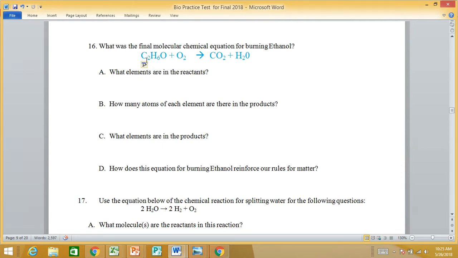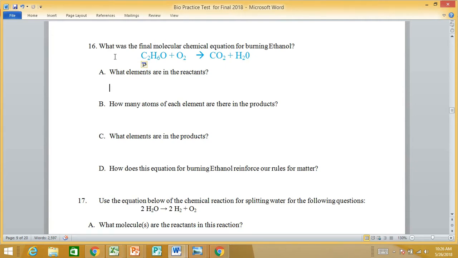You've got 2 carbons, 6 hydrogens, and 1, 2, 3 oxygens. How does this equation for burning ethanol reinforce our rules for matter? Well, it shows that matter cannot be created or destroyed, it just changes forms. What you have over here, you also have over there.